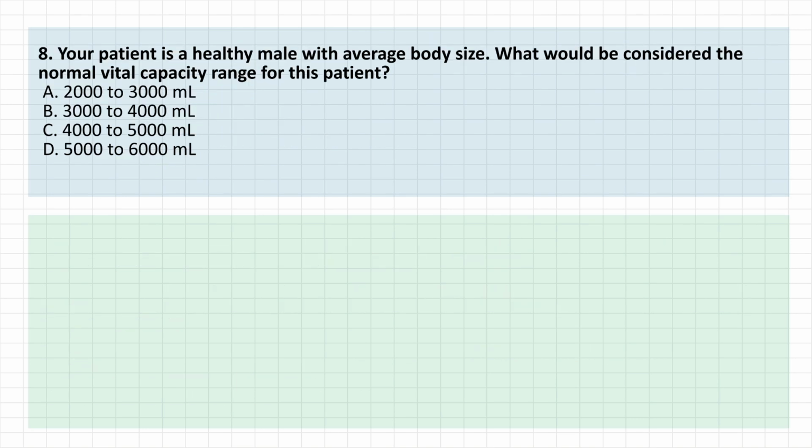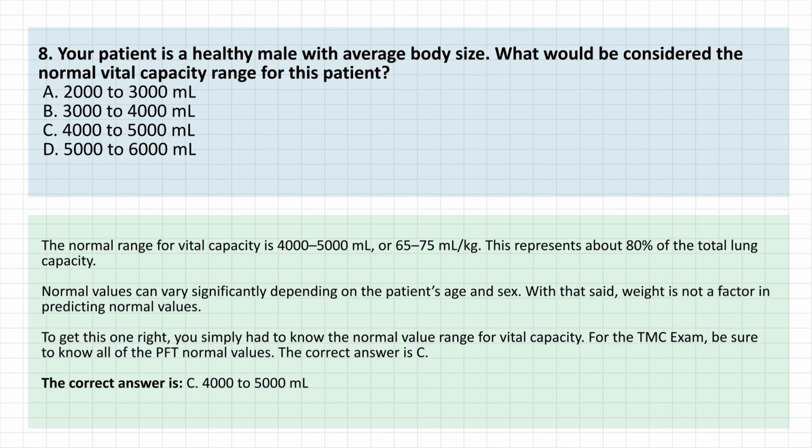8. Your patient is a healthy male with average body size. What would be considered the normal vital capacity range for this patient? A. 2,000 to 3,000 milliliters. B. 3,000 to 4,000 milliliters. C. 4,000 to 5,000 milliliters. D. 5,000 to 6,000 milliliters. The correct answer is C.